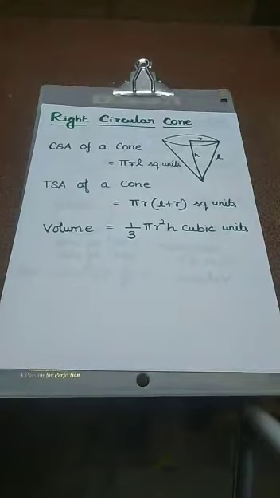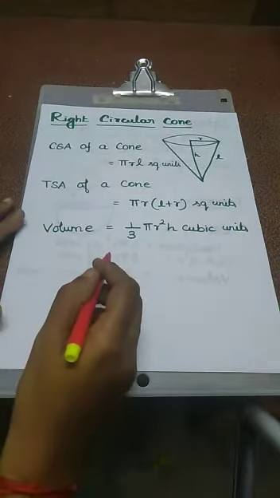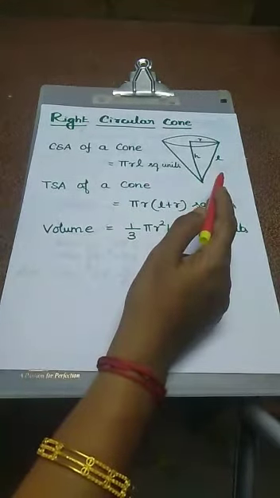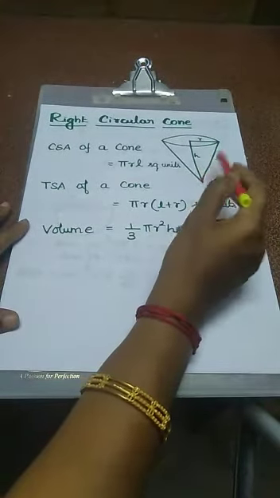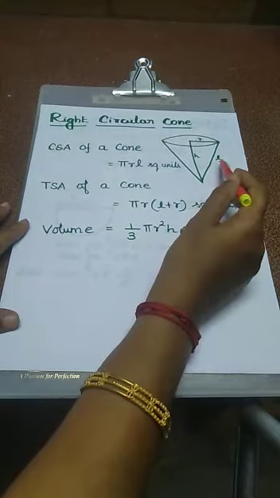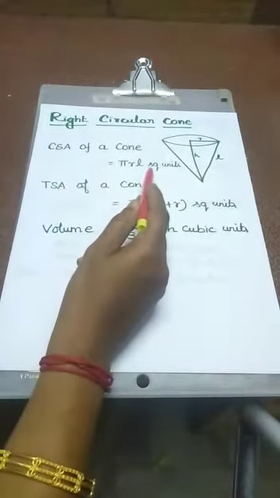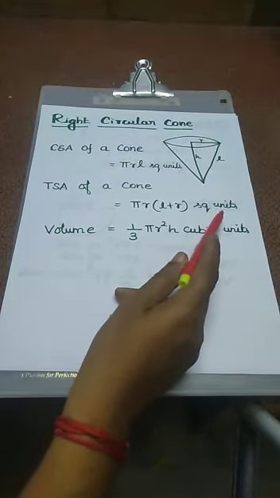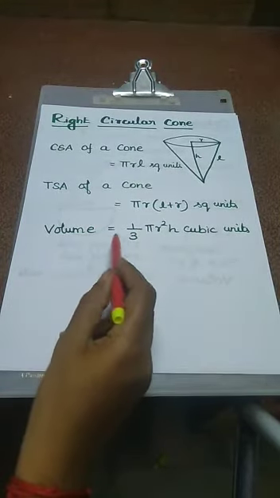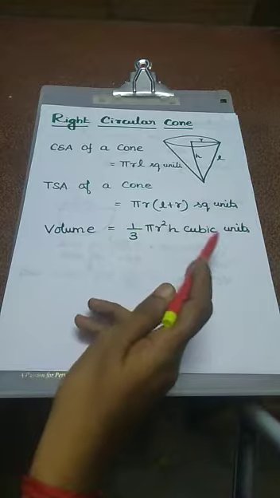The next shape is a right circular cone. This shape is very easy to understand. This is the radius, this is the normal height, this is the slant height, which we take as l. CSA of a cone is πrl square units. TSA of a cone is πr(l + r) square units. And the volume is 1/3 πr²h cubic units.